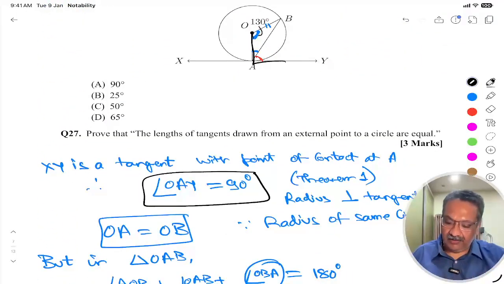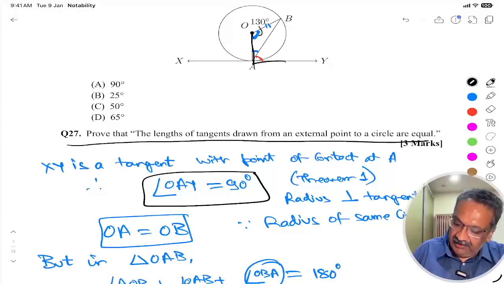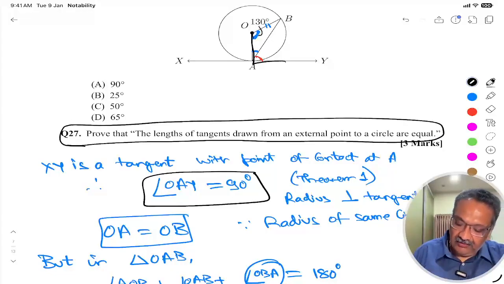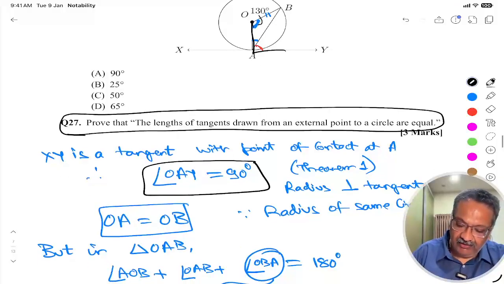Question number 27. The same question is again repeated here. Prove that the lengths of tangents drawn from an external point to a circle are equal. So this question looks like they will repeat it always. So it's a very favorite question.